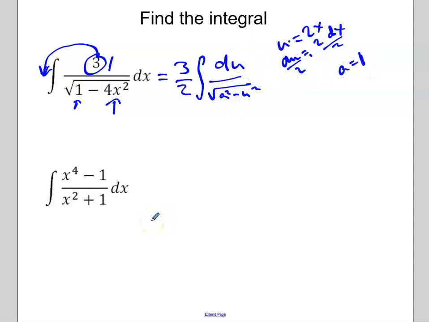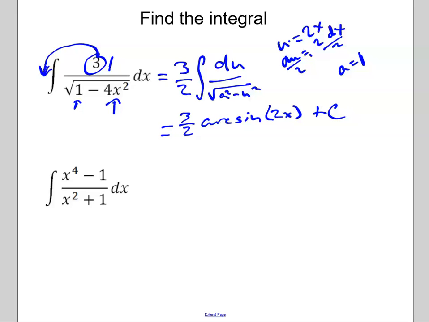Alright, so this matches up with rule number 18. So I end up with 3 halves, and then arc sine of my u, which is 2x, divided by my a, which is just 1, so just 2x. And then, as always with indefinite integrals, plus c.